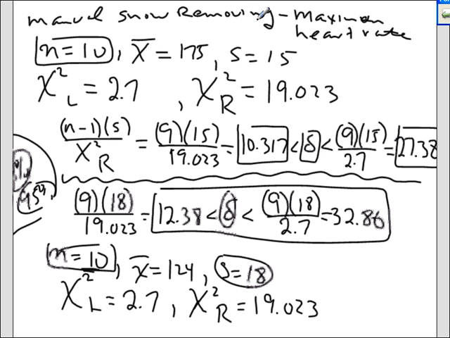Looking at the intervals, 10.317 to 27.38, and 12.38 to 32.86, they seem very similar. I don't really see much of a significant difference between the two. This finishes the section for chi-square distribution, where you want to estimate the population standard deviation or the variance.